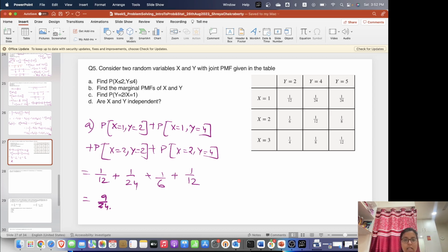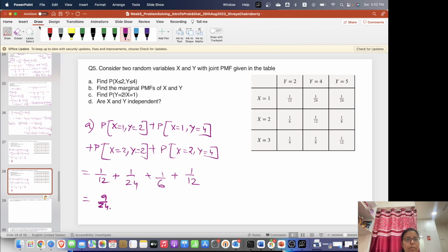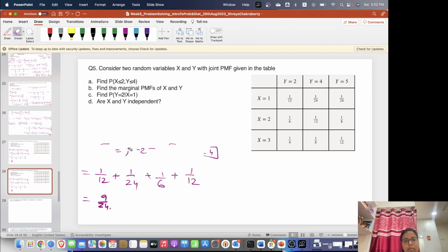So the next thing is to find the marginals of x and y. How will you do it? Try it out. Marginals of x and y. We can directly add the columns, no? Yes, that's what we are going to do. So if we add up the columns and rows, for x we add all the rows, and for y, we add all the columns.